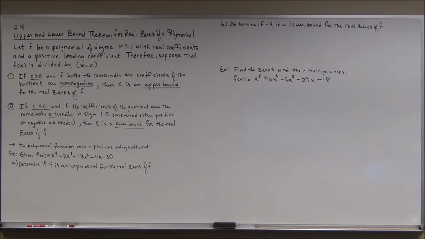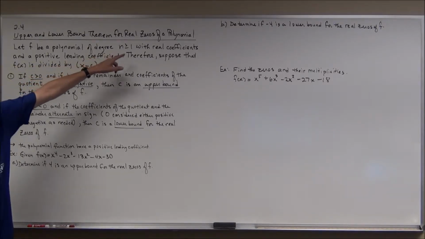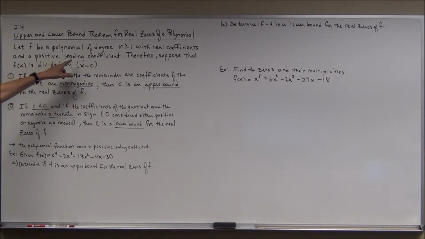That leads us up to another key theorem, not quite as useful as it was maybe back when I was in high school, but still a useful theorem. It also helps us limit the number of possible zeros that we would have to consider for real zeros of a polynomial, especially in agreement with the rational zero theorem. It says, let f be a polynomial, degree n greater than or equal to 1, real coefficients, and a positive leading coefficient. So if our function doesn't have a positive leading coefficient, we'll multiply through by a -1 and change it. Suppose that f of x is divided by x minus c.